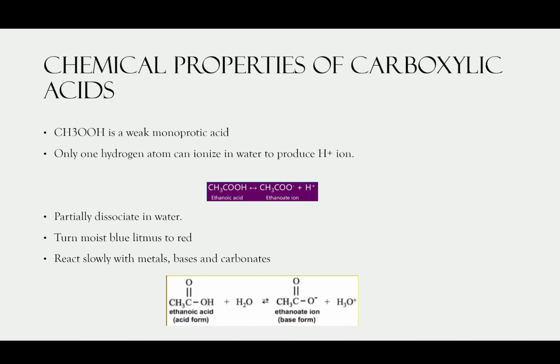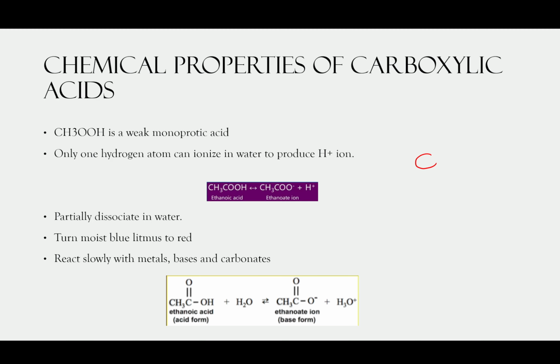Okay. So let's look at the chemical properties now. We know that ethanoic acid is a weak monoprotic acid, meaning only one hydrogen ion can be created, right? It's monoprotic. Let's look at ethanoic acid, right?